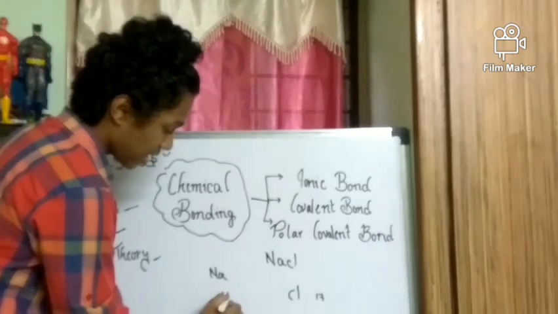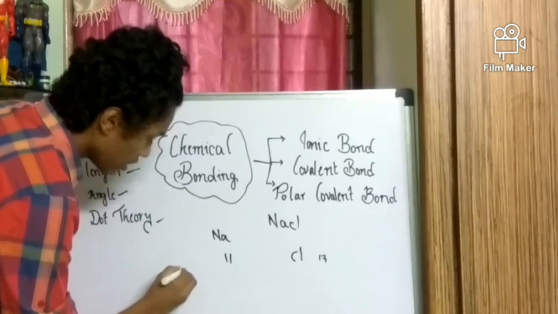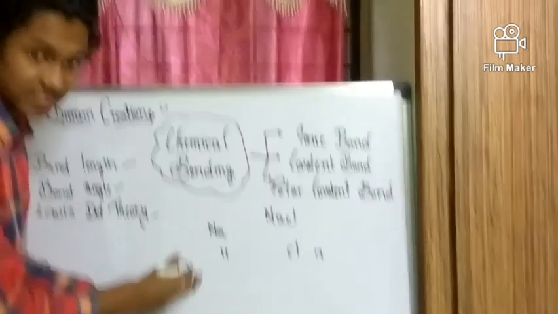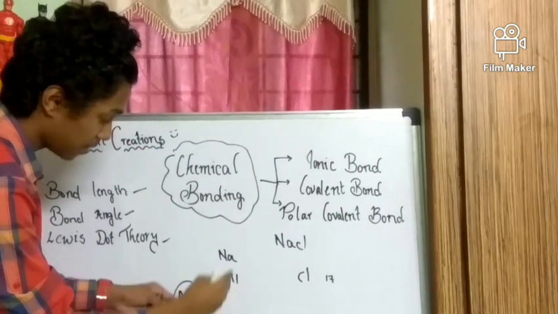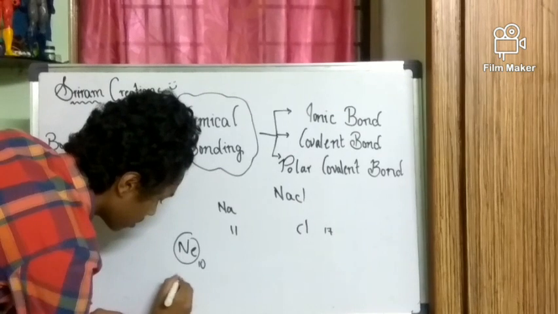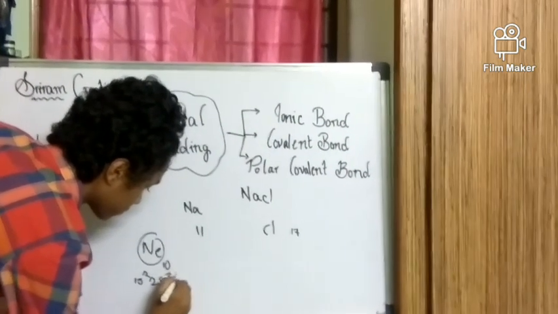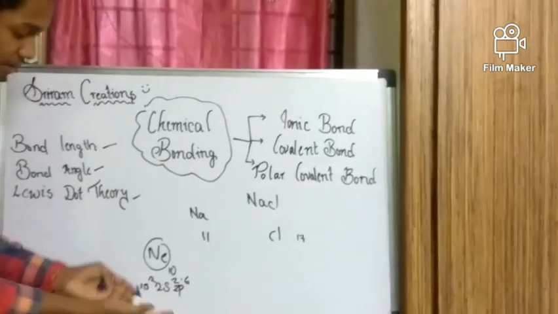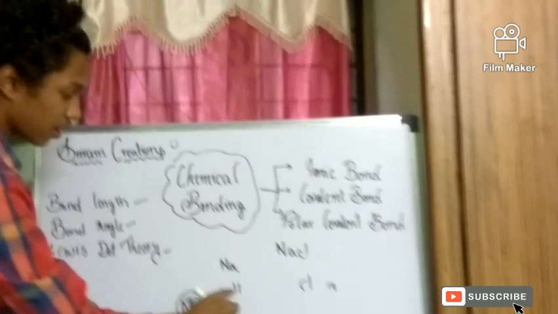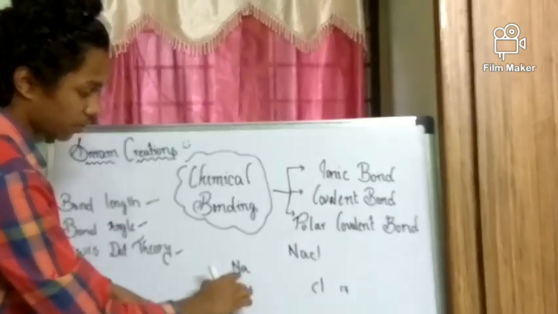Sodium has 11 electrons. That means there is a neon configuration here, where neon needs 10 electrons. That means neon is stable, and neon has 10 electrons. How is that possible? 1s2, 2s2, and 2p6. Understand? This is the electronic configuration of neon, but we have one more electron. If we add one more electron to neon, it will become sodium.